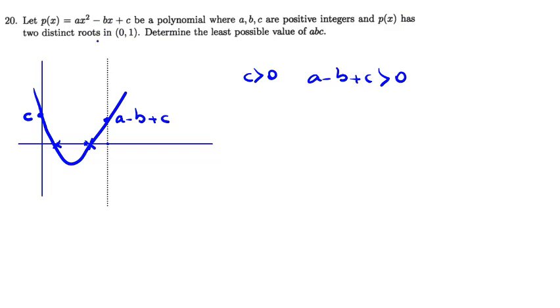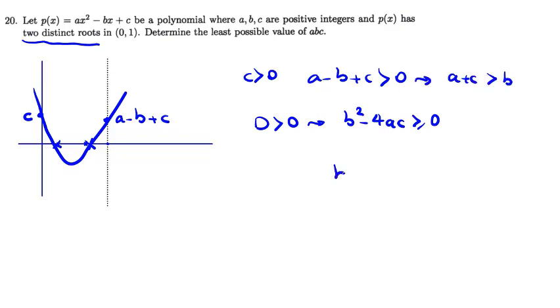And also we have two real roots, so two distinct roots in this interval. So the discriminant is strictly positive because of two distinct roots. So we can say b squared minus 4ac is greater than 0. Here also we conclude b is less than a plus c. So b squared is strictly greater than 4ac and less than a plus c squared.